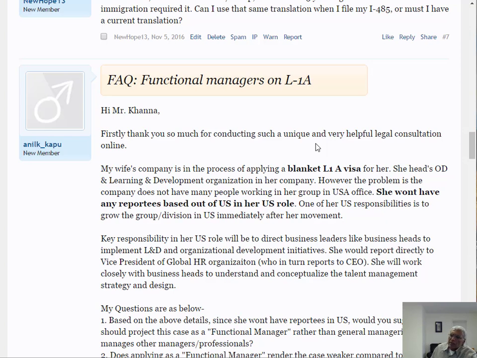L1A requires an intra-company transferee. So a company has a sister company, let's say in Europe or India, and another company in the USA, and they are related sisters, or one is the parent of the other, and they want to transfer either an executive level or a managerial level employee. They would come through the L1A visa. L1A can be approached through two different directions.